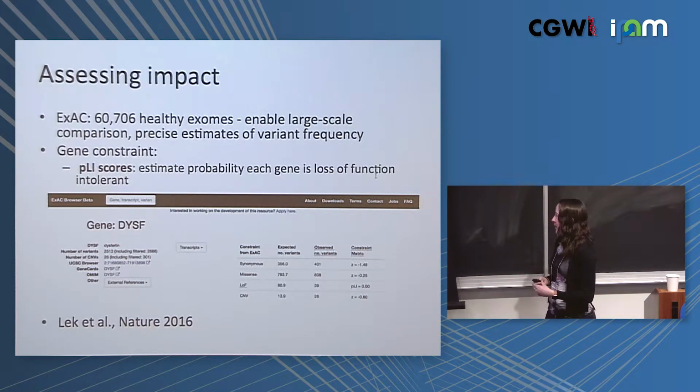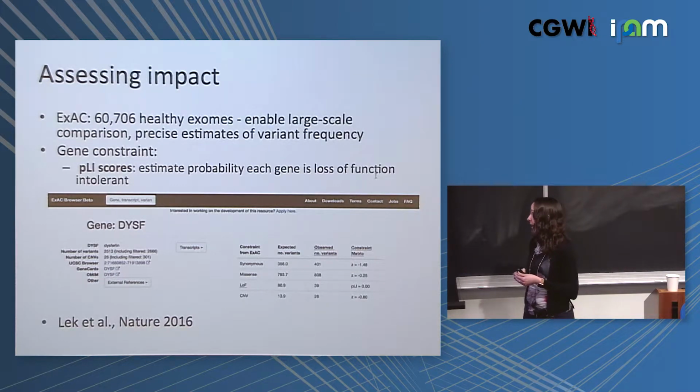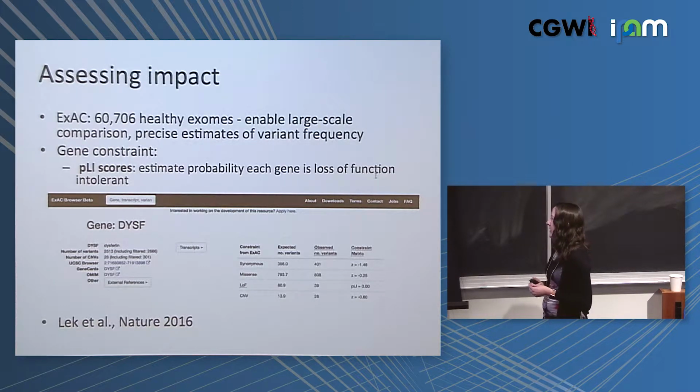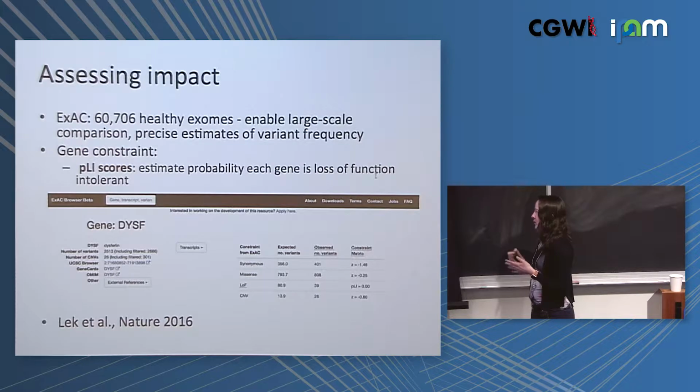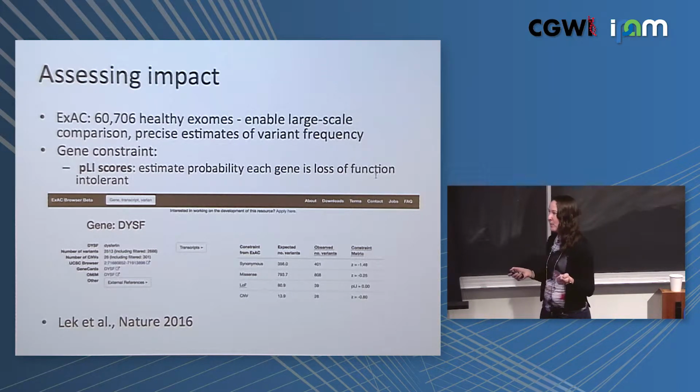Things have moved beyond that. Our ability to assess the impact of a protein coding variant has been helped by very large data sets, such as the aggregation performed by ExAC that's collected over 60,000 healthy exomes. This allows us to get large-scale comparison. For a patient that you have, you can take a given variant that's protein coding or in the exome, and you can get a precise estimate of its frequency in a healthy population.